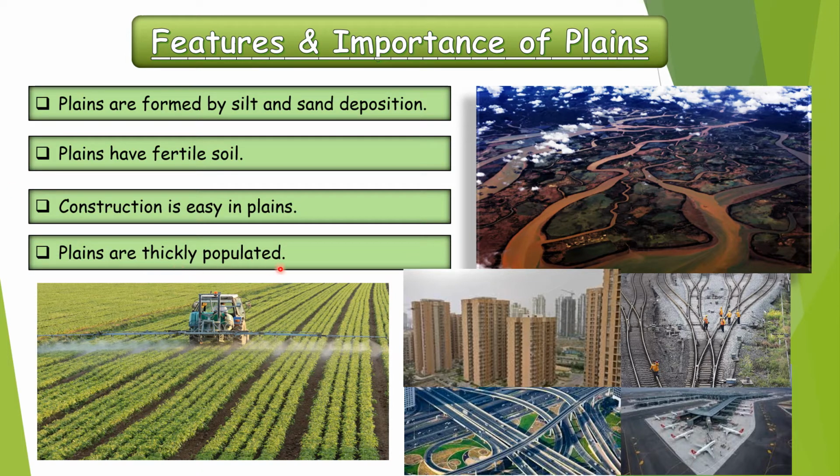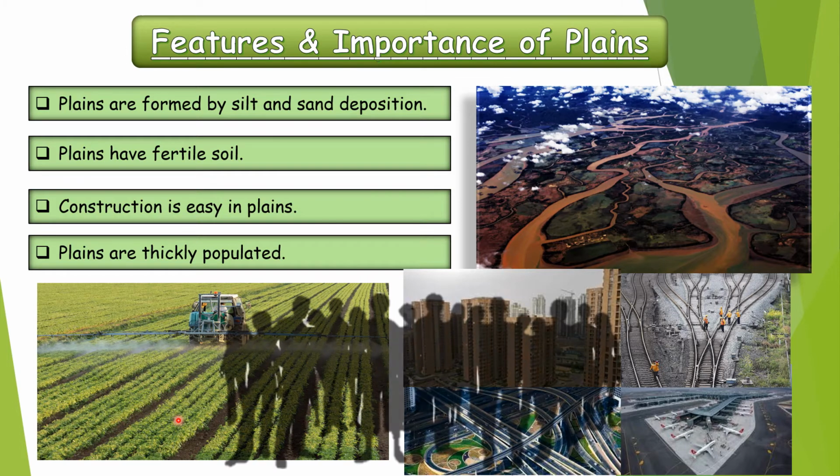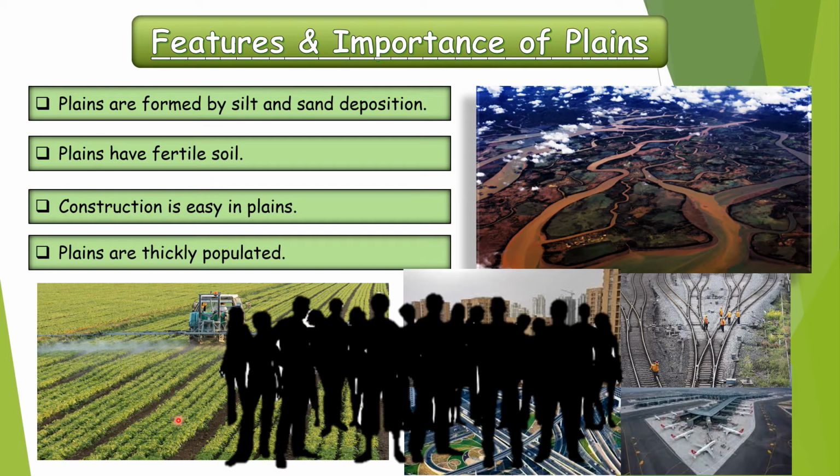Fourth point, plains are thickly populated. Thickly populated means, children, lot of people live in plains. Why lot of people? Why population density is more in plains? Because plains have fertile soil. Fertile soil means good agriculture. Good agriculture means sufficient food for survival. When you get sufficient food, why you will leave that place? And plain is a place which provides you sufficient food.